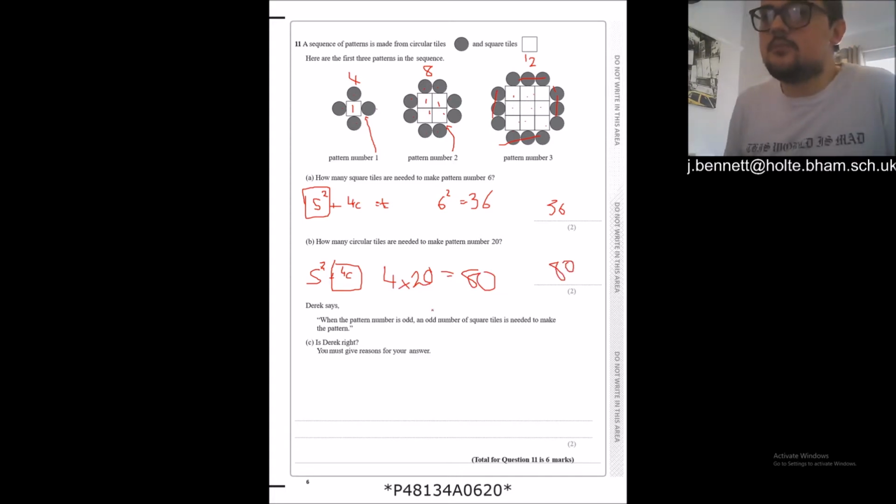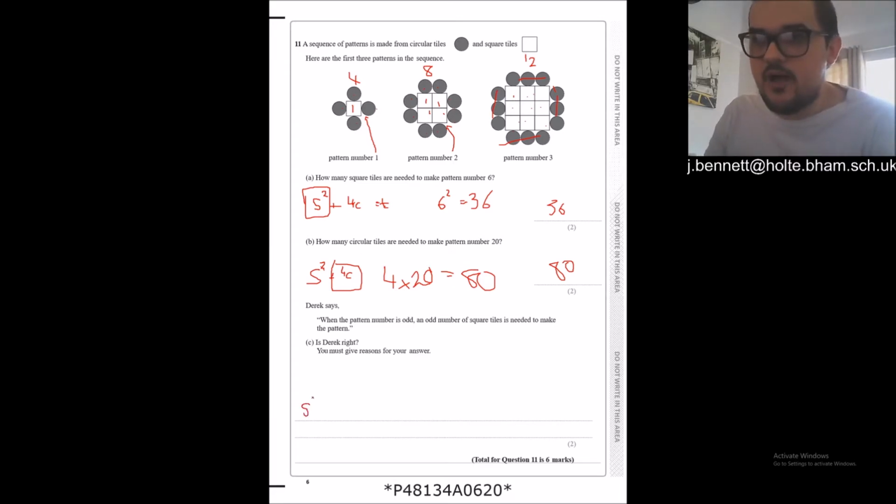Derek says when the pattern number is odd, an odd number of square tiles is needed to make the pattern. Is Derek right? So let's have a look at our square. So if we have our square here, a square number equals a number times a number.